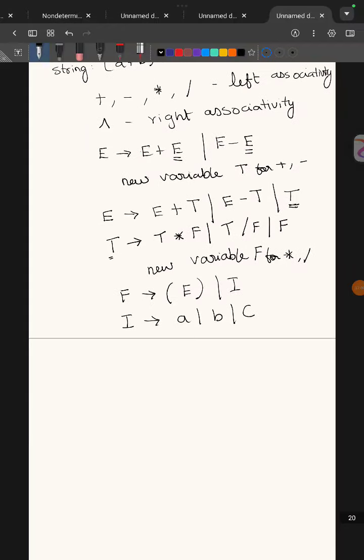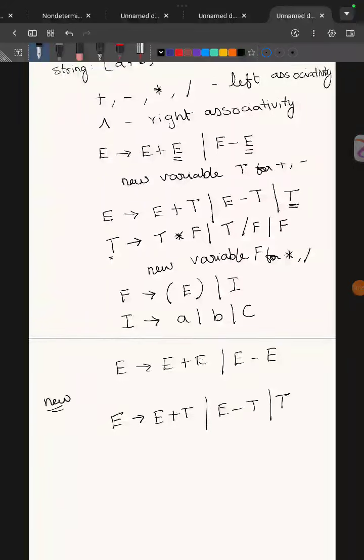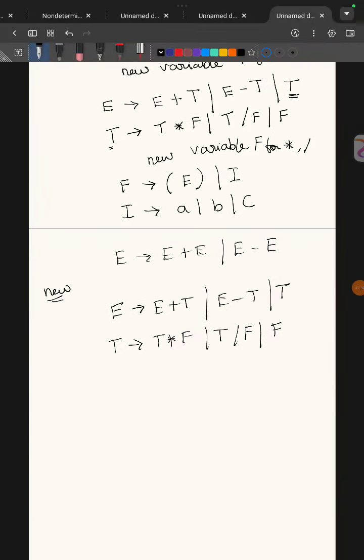So how are we splitting? They have given E derives E plus E or E minus E. We are changing that to E derives E plus T or E minus T or T. Now this T will derive T star F or T divides F, or F only. Because of the left associativity, we have E to the left of the symbol and T to the right of the symbol.